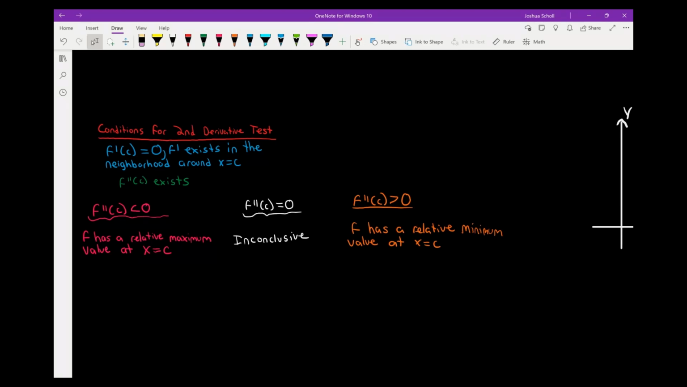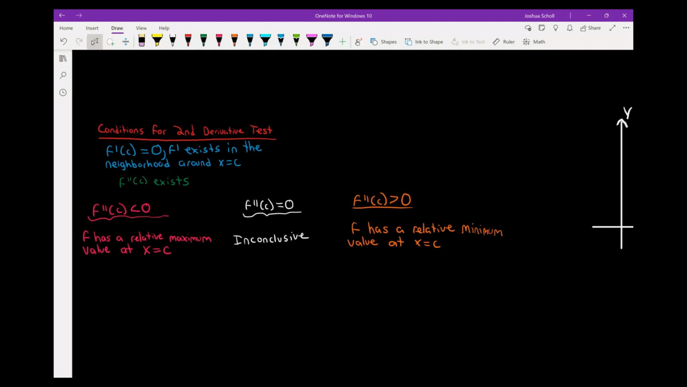Lastly, for the second derivative test to be applicable, f double prime of c, or more broadly, the second derivative, must exist. In other words, the function that the second derivative test is being applied to must be a twice differentiable function. So a couple other things that we know about the second derivative test.